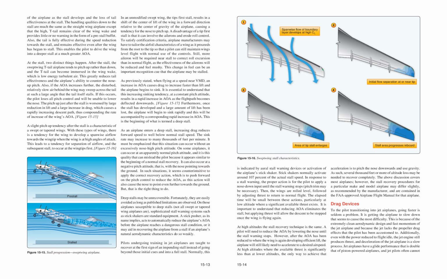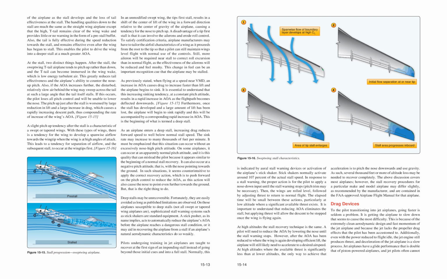On those airplanes susceptible to deep stalls, sophisticated stall warning systems such as stick shakers are standard equipment. A stick pusher, as its name implies, acts to automatically reduce the airplane's AOA before the airplane reaches a dangerous stall condition, or it may aid in recovering the airplane from a stall if an airplane's natural aerodynamic characteristics do so weakly. Pilots undergoing training in jet airplanes are taught to recover at the first sign of an impending stall instead of going beyond those initial cues and into a full stall.